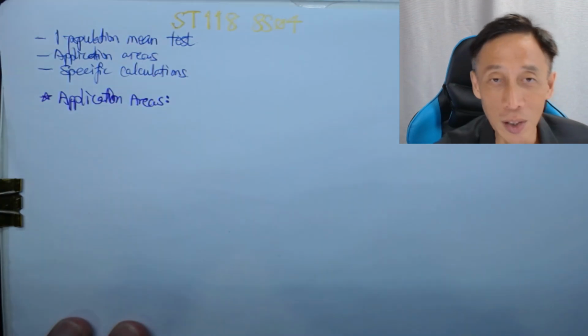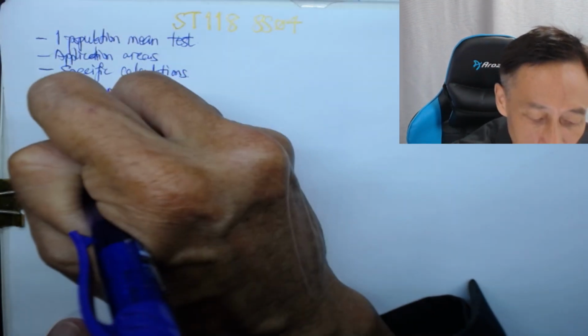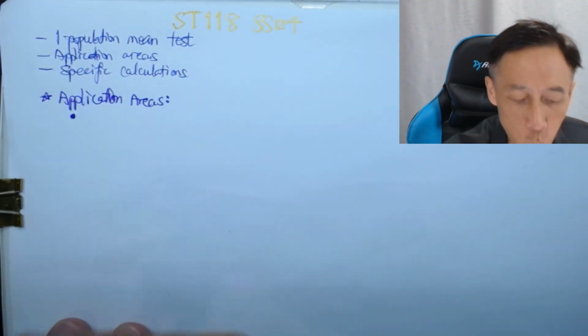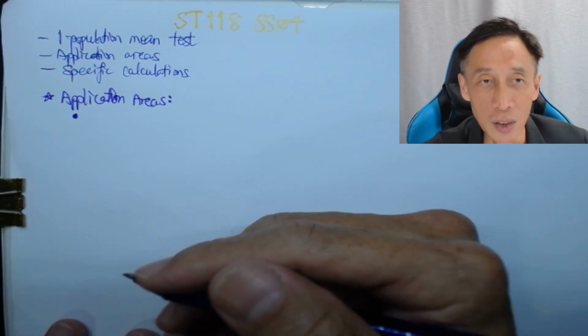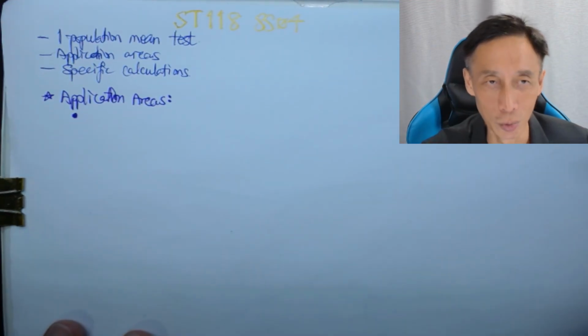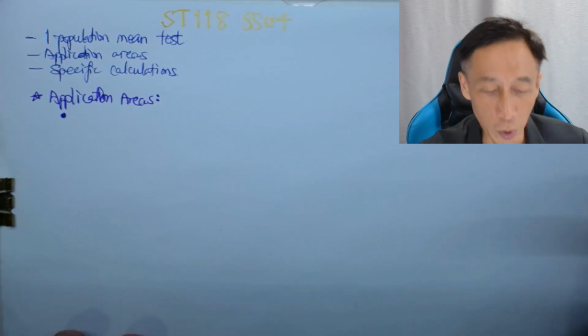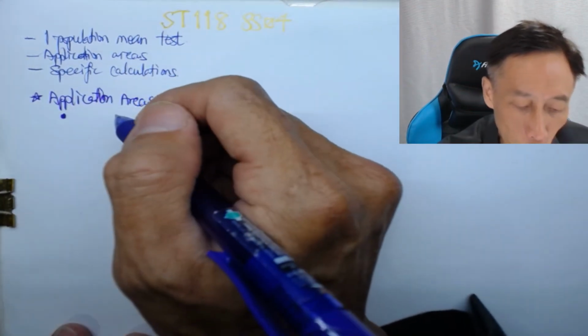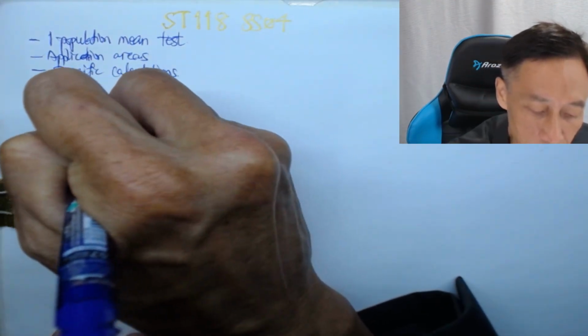But in real life, it's the reverse. We encounter these situations first. Then we think about how to proceed, and that's why we come up with the need to perform one population mean test. So one example is assessment.